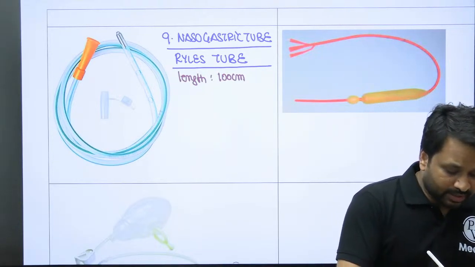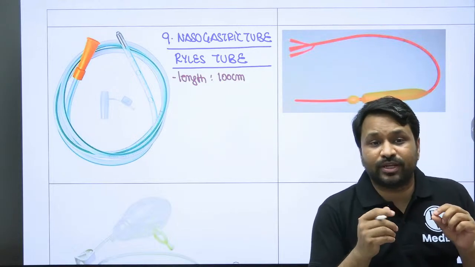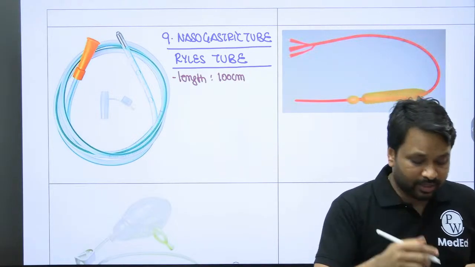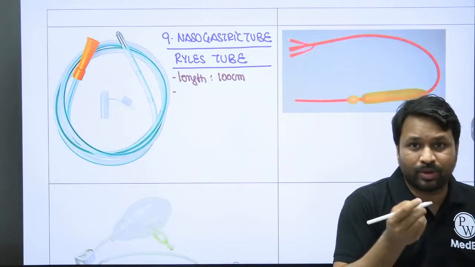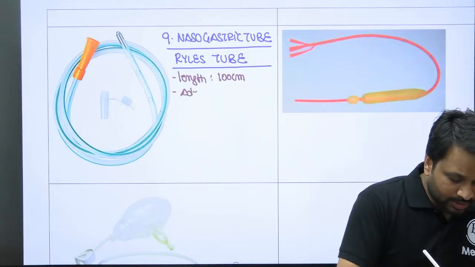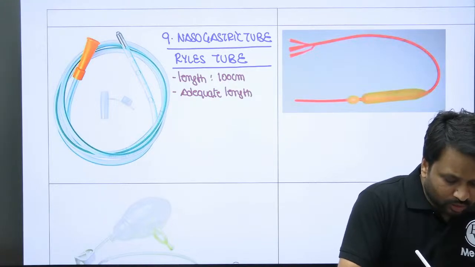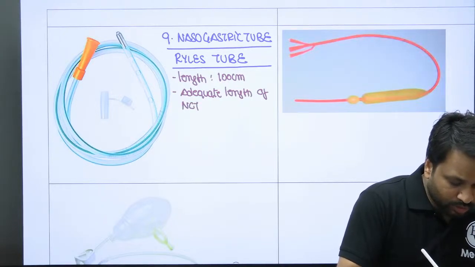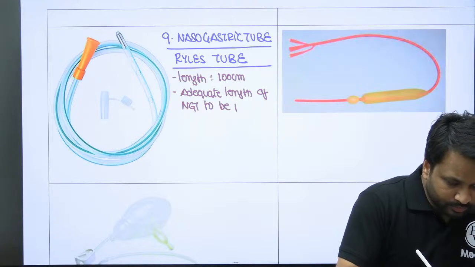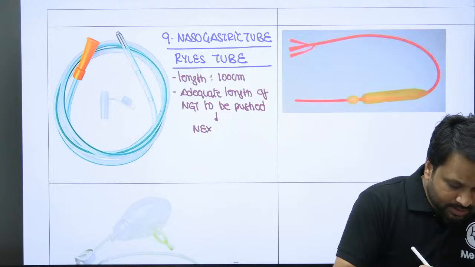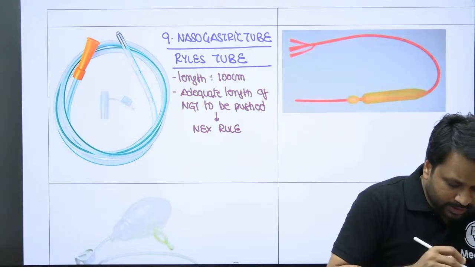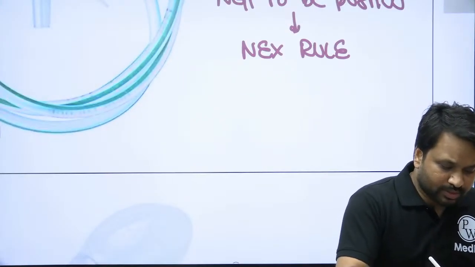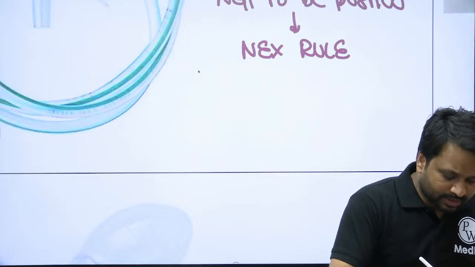Now what is the rule to measure the length of the nasogastric tube that you want to push inside? How do you calculate the adequate length of nasogastric tube to be pushed? The rule is what we call the NEX rule. Now, imagine that this is the patient that you have, and this is the orientation of the patient.